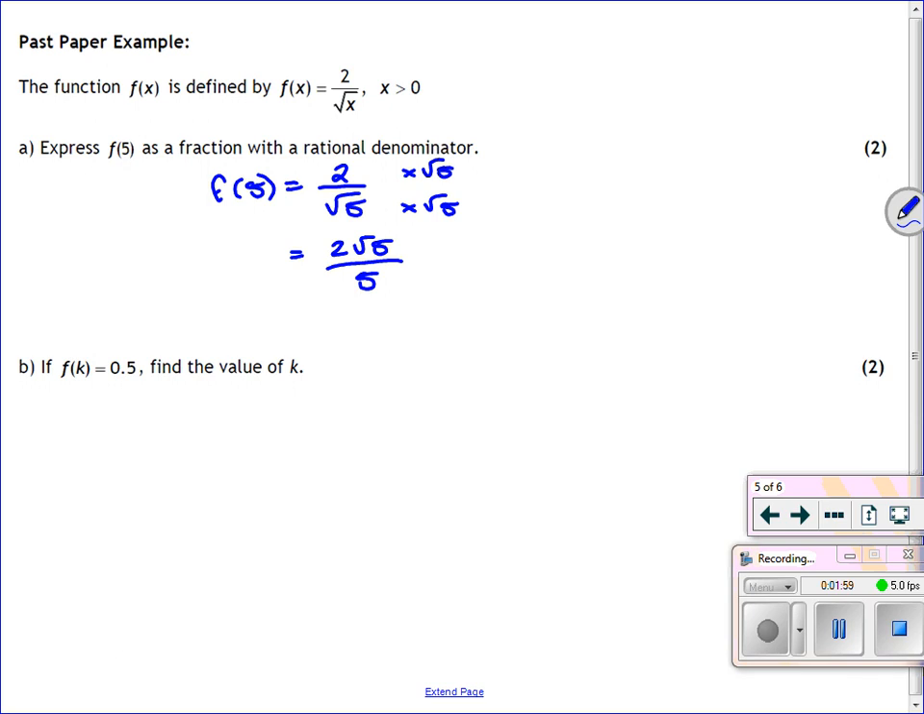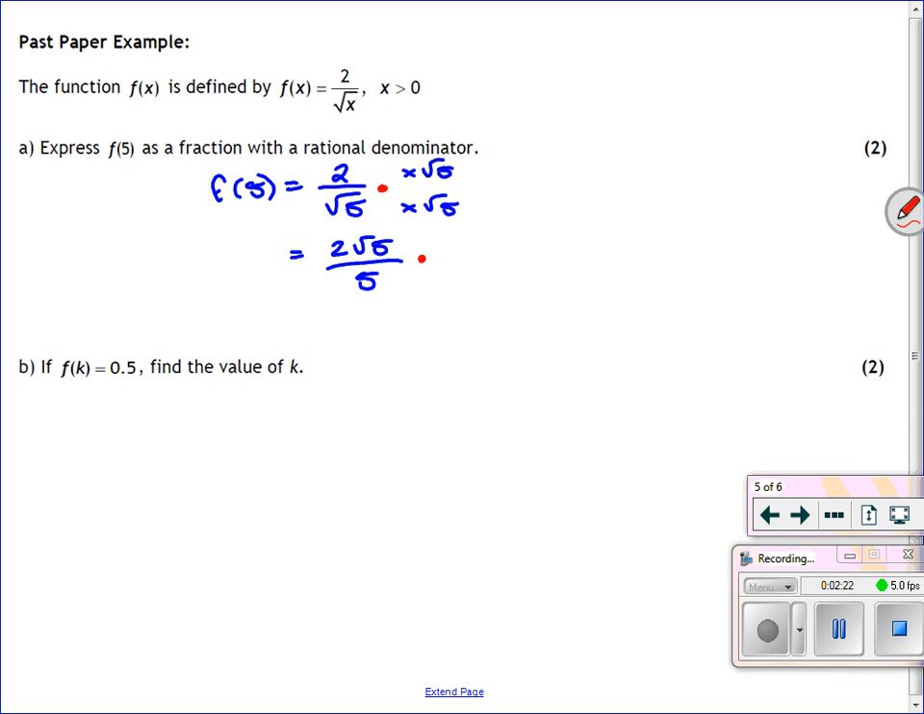The 2 marks for this part are, the first mark is for substituting correctly into the function, so you get a mark for just saying 2 over root 5. The second mark is for rationalising the denominator and leaving it as this, 2 root 5 over 5.